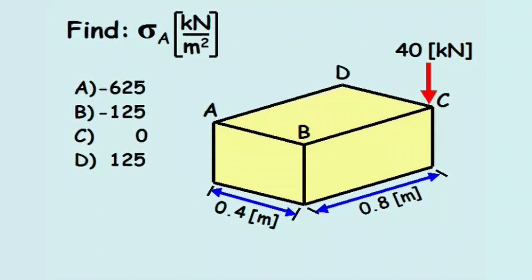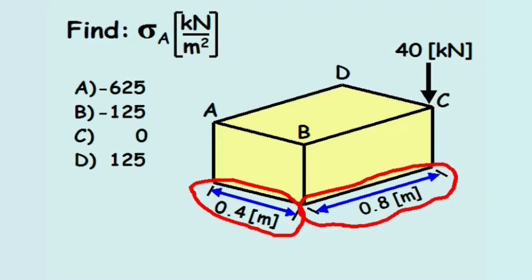Find the normal stress at point A in kilonewtons per meter squared. In this problem, a point load of 40 kilonewtons is applied vertically downward at point C to a rectangular prism which measures 0.8 meters long by 0.4 meters wide.